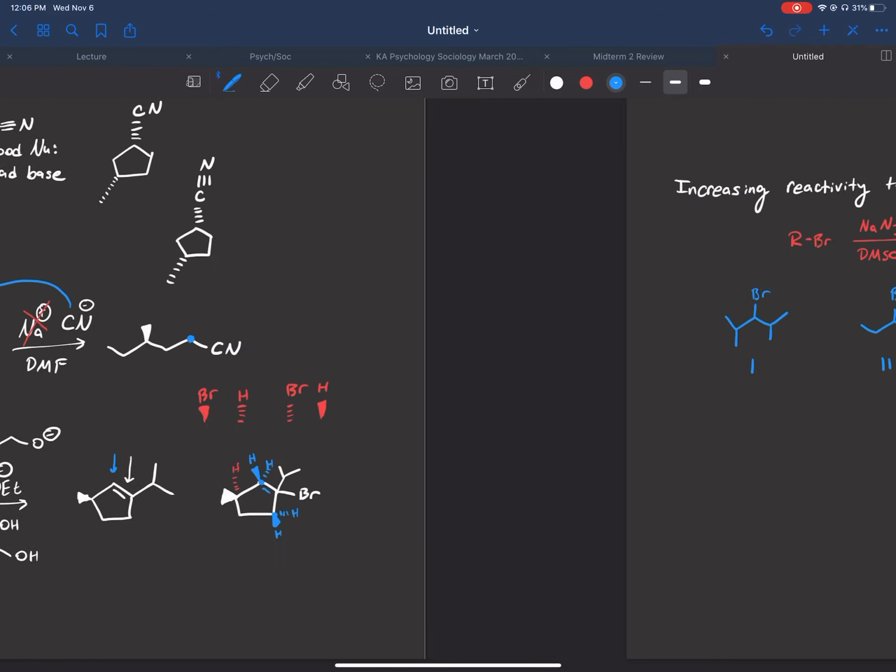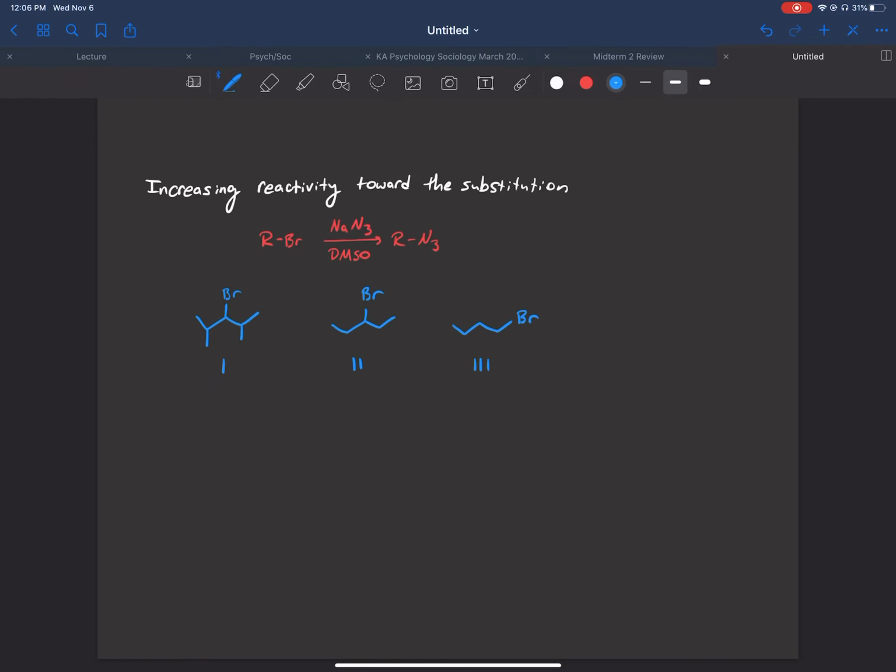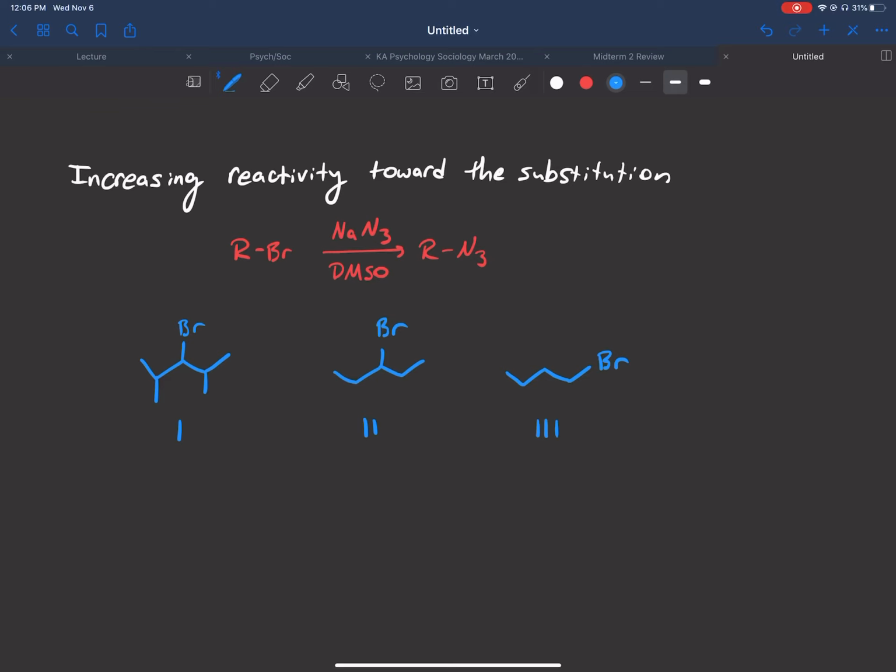So these are going to be the questions right here. I wrote this one out. All it says is: order the following three alkyl bromides with respect to increasing reactivity towards the following substitution reaction, which they've shown you in red. This is how it was given on the test. They wrote out the stuff in red and three alkyl bromides.